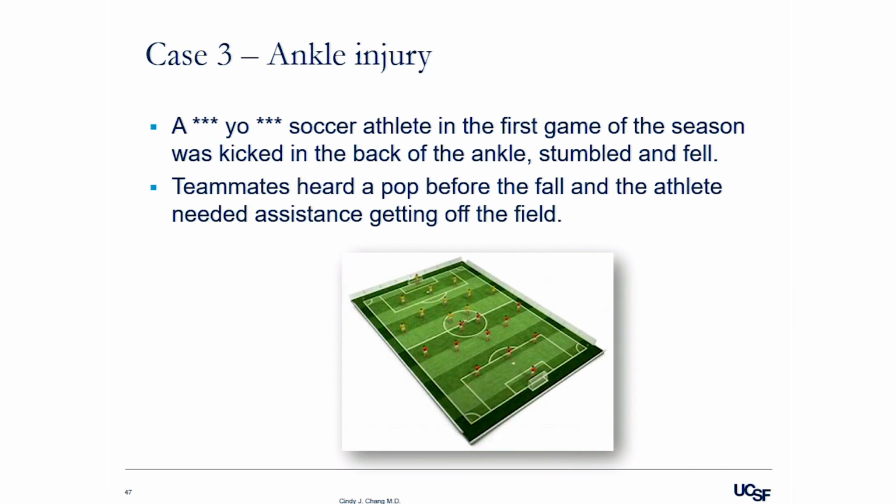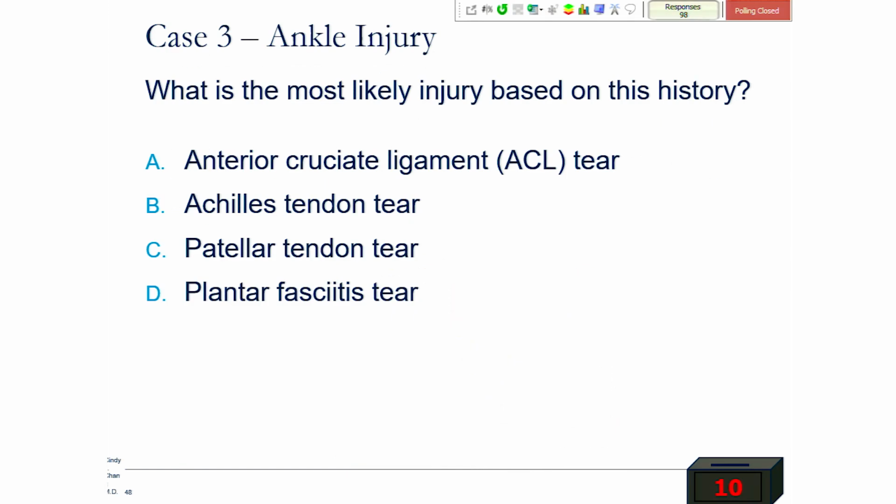All right, third case, ankle injury. Unknown age, unknown level of play, soccer athlete, first game of the season, was kicked in the back of the ankle, stumbled and fell. Teammates heard a pop before the fall, and the athlete needed assistance getting off the field. What was the most likely injury based on this history?